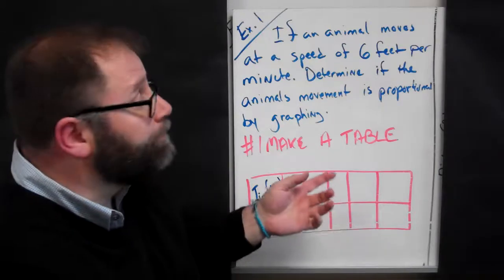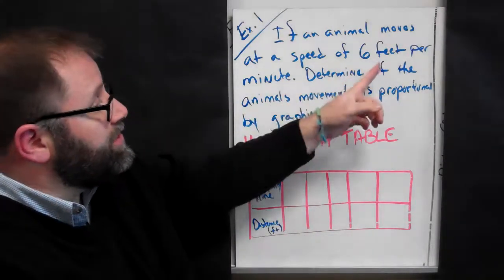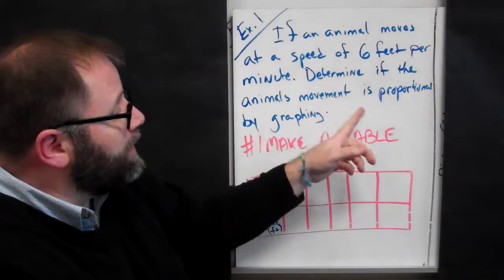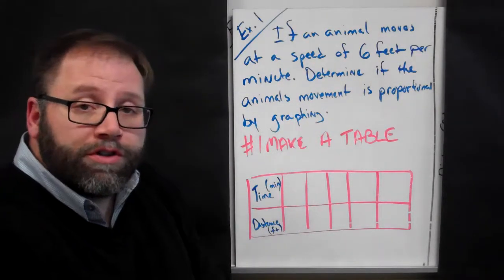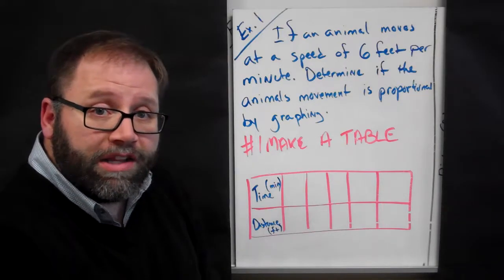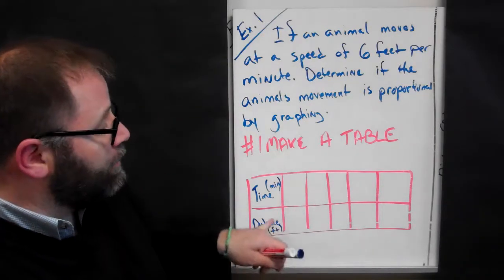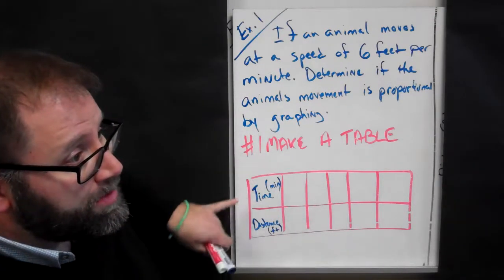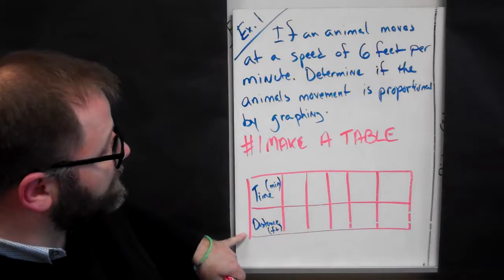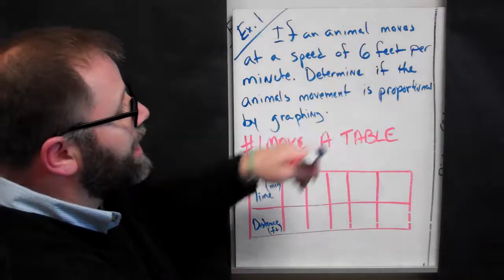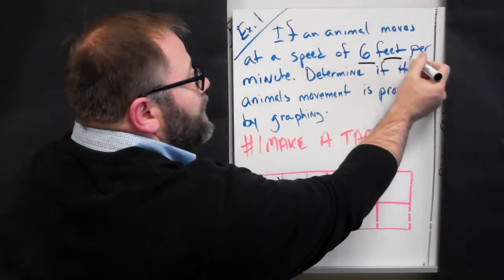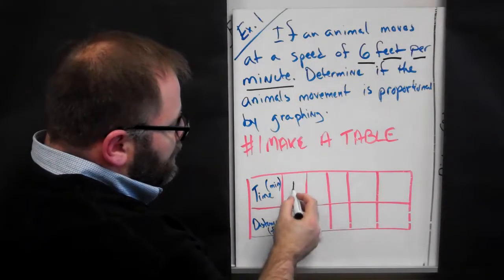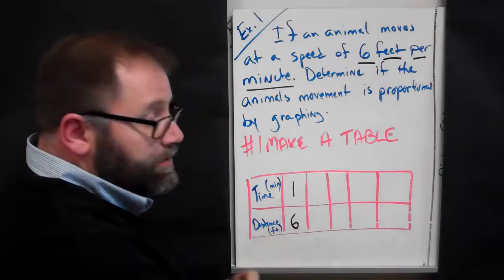So here's example 1. If an animal moves at a speed of 6 feet per minute, determine if the animal's movement is proportional by graphing. So the first thing we'll do is what we did in lesson 5, and that is we'll make a table. And we've set up our table here with our two separate sets of data. We've got time and feet. So what we know is that the animal moves at 6 feet per minute. So in the first minute, it will travel 6 feet.